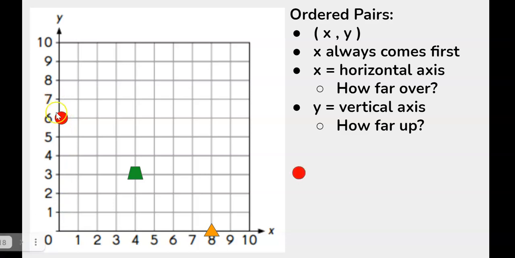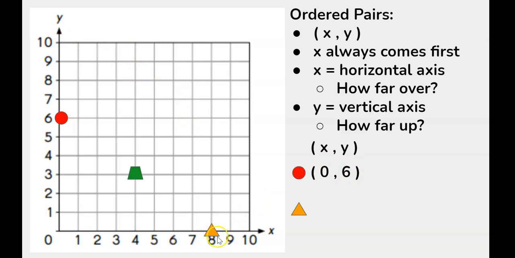So let's look first at this red circle, and we are going to find the ordered pair, the x, y coordinates of that red circle. Well, if I look right here, I'm going to look for my x first. It goes over 0. It's not leaving, it's not going over to the right at all. So my x is going to be 0. On my y-axis, it goes 1, 2, 3, 4, 5, 6. Up 6. So the coordinates for the red circle are (0, 6). Over 0, up 6.